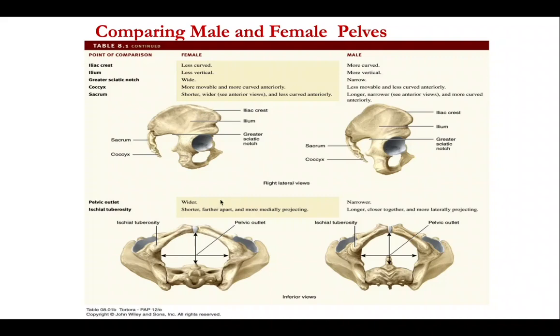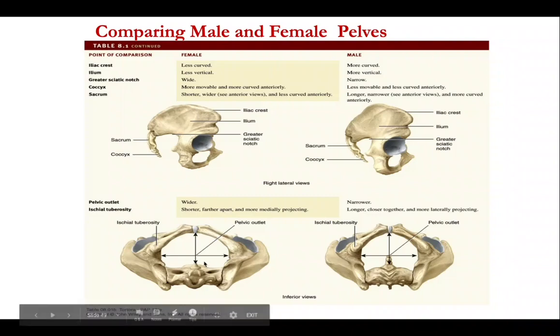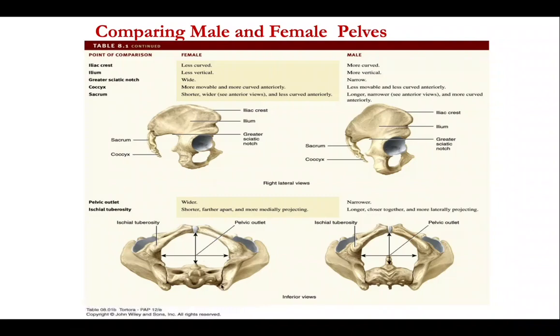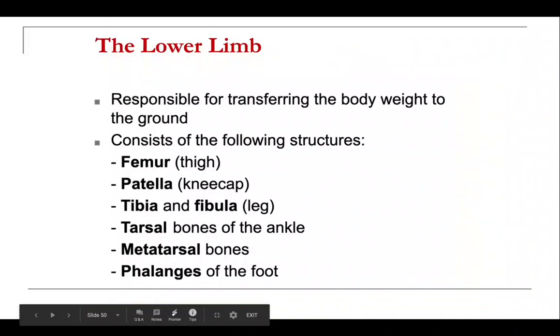So when we look at the pelvic outlet, it's wider, shorter, and farther apart, and more medially projecting in a female. So the reason for these differences is to be able to give birth.